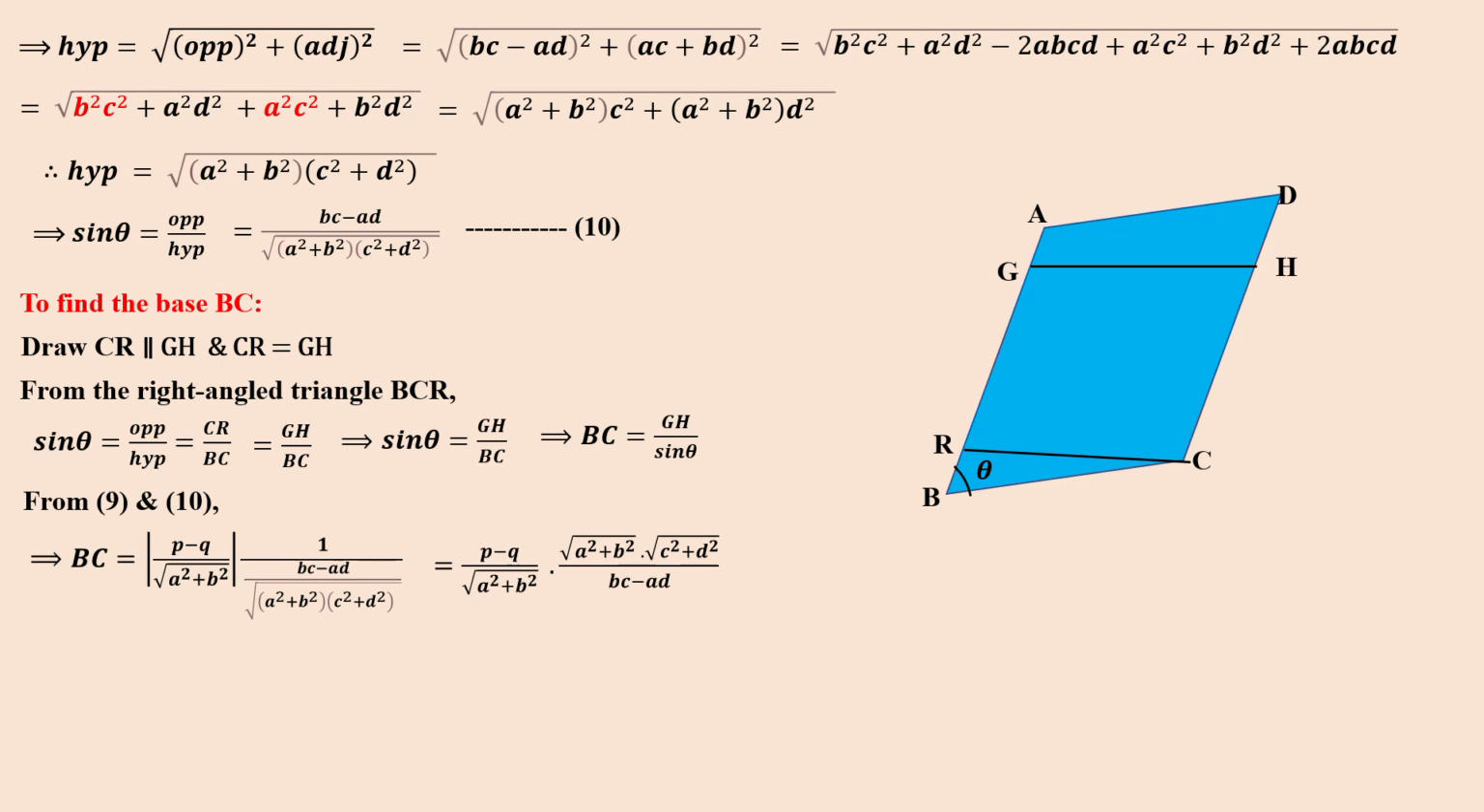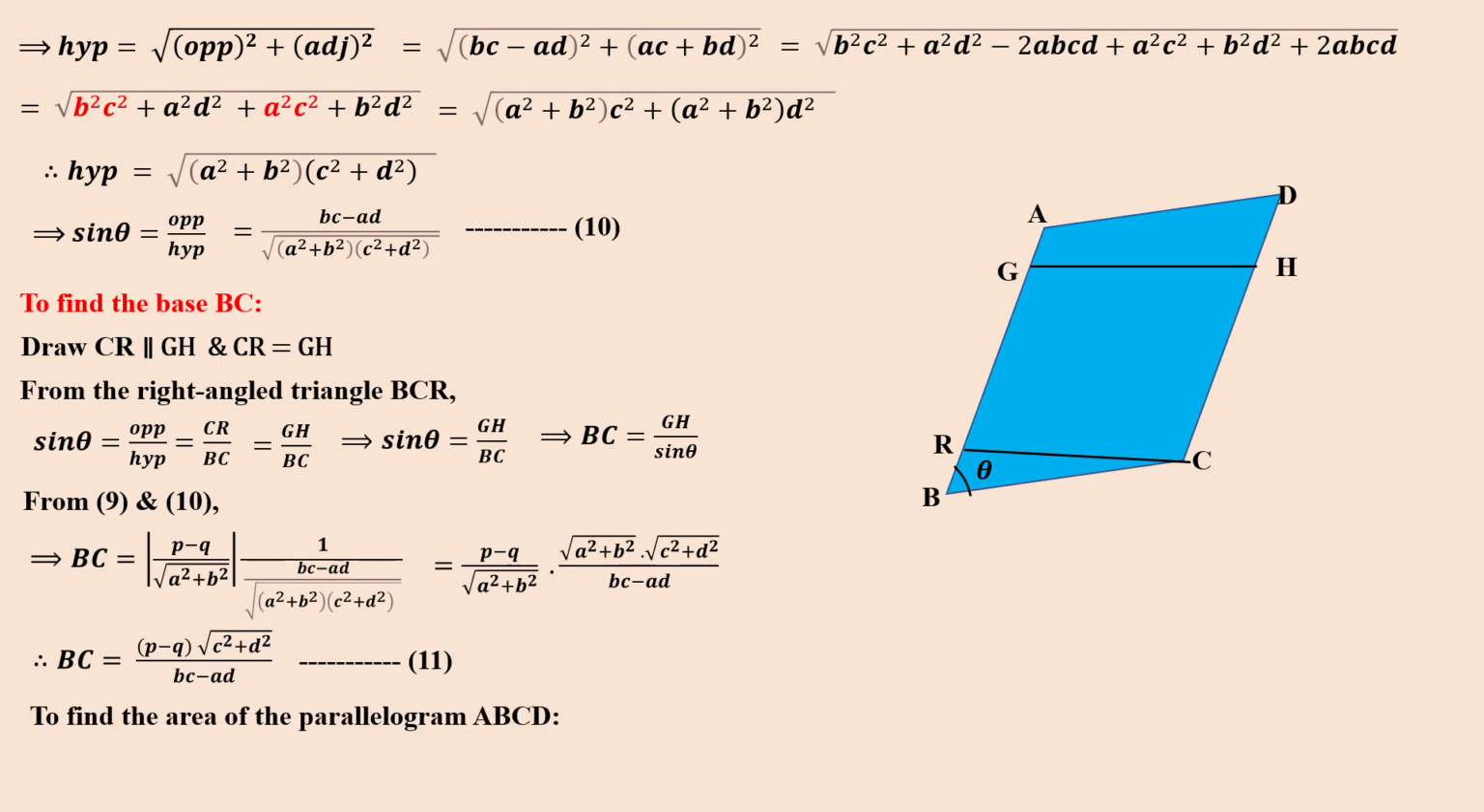We are splitting into two terms inside the square root, right? Because inside the square root you have (a square plus b square) into (c square plus d square). So we are separating root of (a square plus b square) as the first term into root of (c square plus d square) as the second term, whole divided by (bc minus ad). So root of (a square plus b square) in the numerator and denominator get cancelled. So BC is equal to (p minus q) into root of (c square plus d square) by (bc minus ad). That is the base, right?